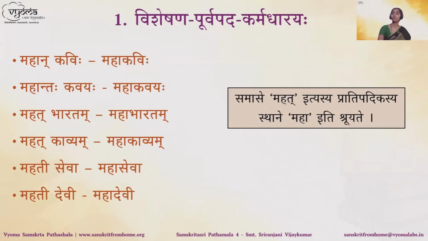So the first type is easy. Visheshanam is Purva Padam, Visheshyam is Uttara Padam. You simply have to join the Pratipadika. For Strilingas, you have to be careful. You have to use the Pullinga Rupa in the Samastapada. That is, you won't hear the Dirga, right? So that is one thing. And wherever you see this Mahat Pratipadika, make it Maha.